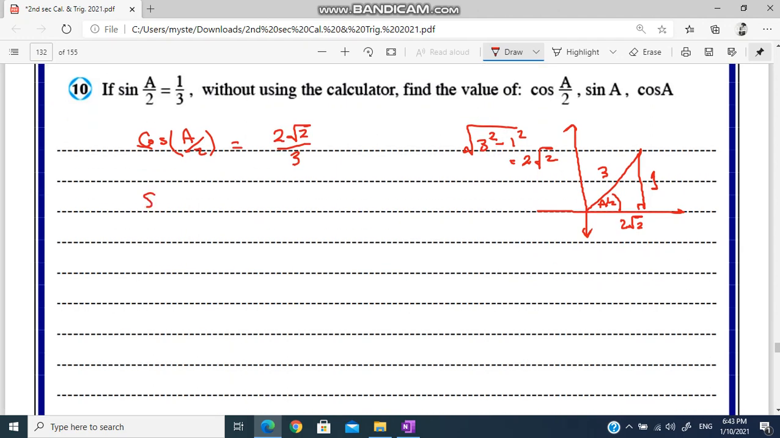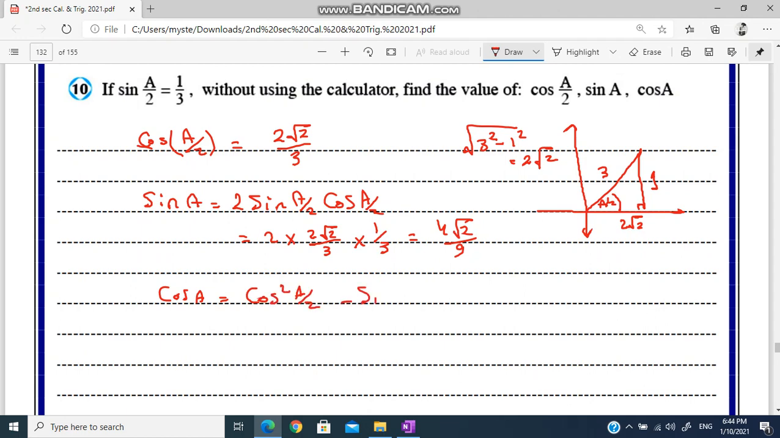And sine a equals 2 sine a over 2 cosine a over 2. So 2 times 1 over 3 times 2 root 2 over 3, which equals 4 root 2 over 9. And cosine a equals cosine power 2 a over 2 minus sine power 2 a over 2, which equals 2 root 2 over 3 power 2 minus 1 over 3 power 2. This is 8 over 9 minus 1 over 9, which will be 7 over 9.